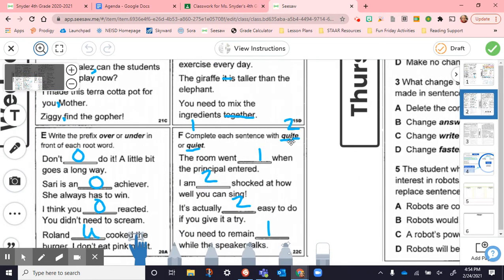And then this one, you've got a vowel, consonant, vowel. So the I says its name and the E is silent. So this says quite, and this says quiet. So the room went quiet. I am quite shocked. It's actually quite easy, and you need to remain quiet.